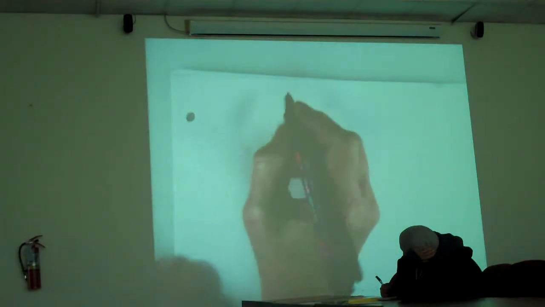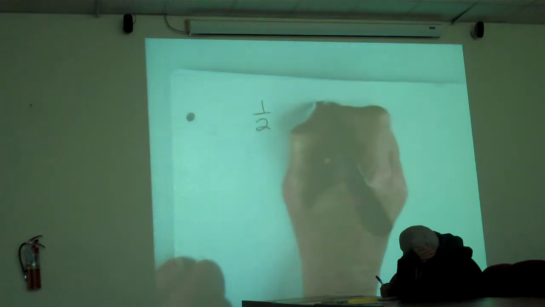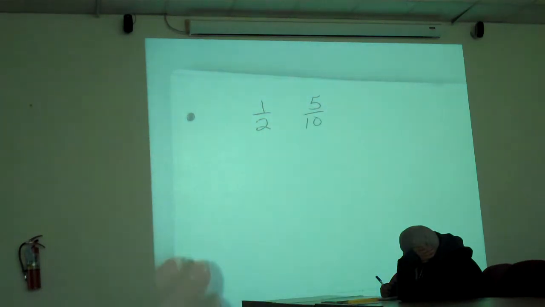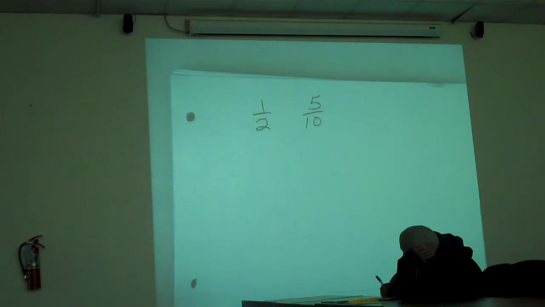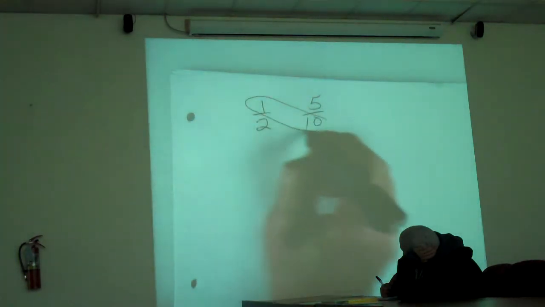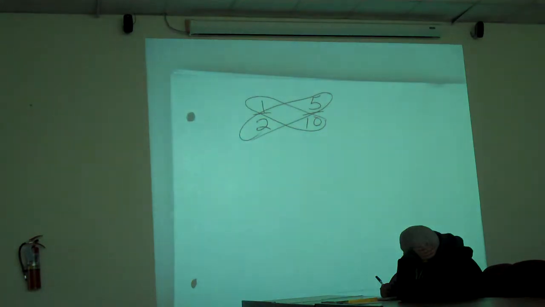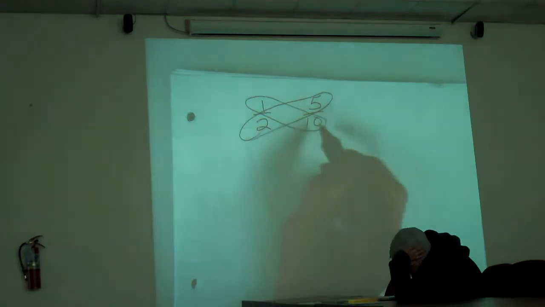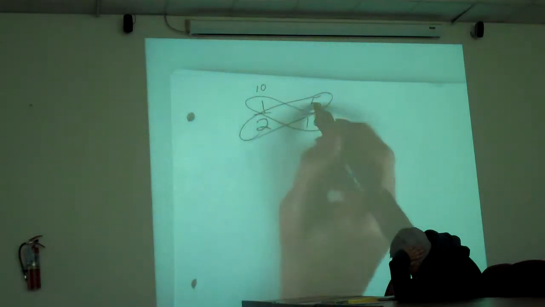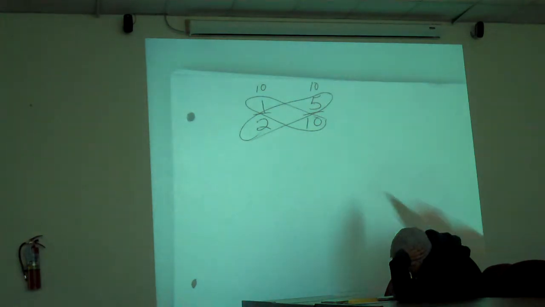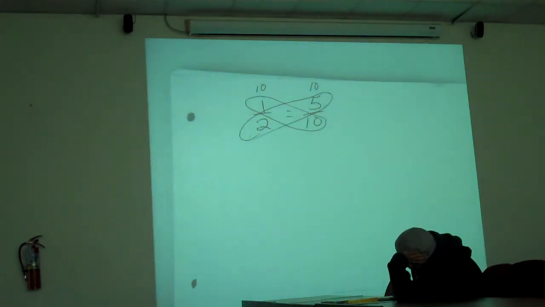Okay. If you have fractions that are equal, like 1/10 and 5/10, this times this will equal this times this. Those are called cross products, because they're across from each other and they're products. They're multiplied. 10 times 1 is 10. 2 times 5 is 10. So these fractions are equal.